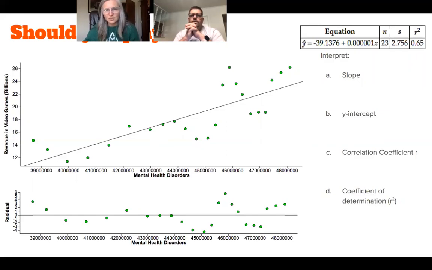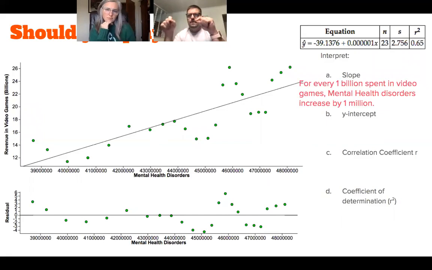Well, we have the equation y hat is equal to negative 39.13776 plus 0.000, a bunch of zeros and a one, and an x. So I want the one in front of the x. Remember, statisticians do y hat equals a plus bx. So I want that 0.00, how many zeros?